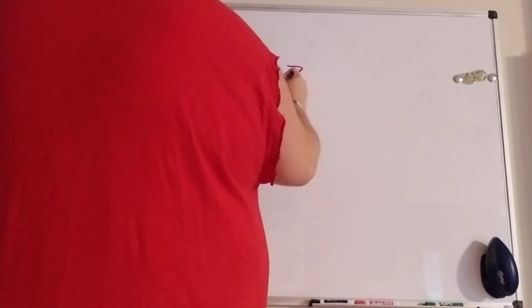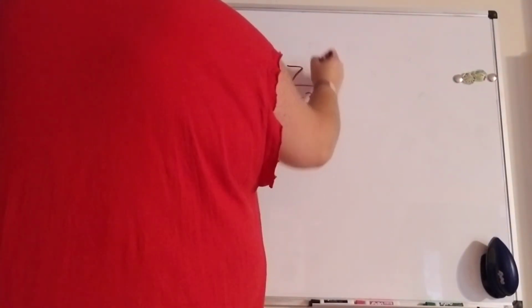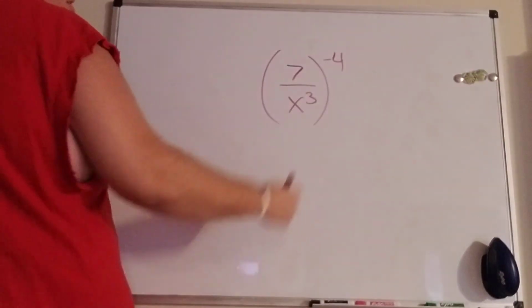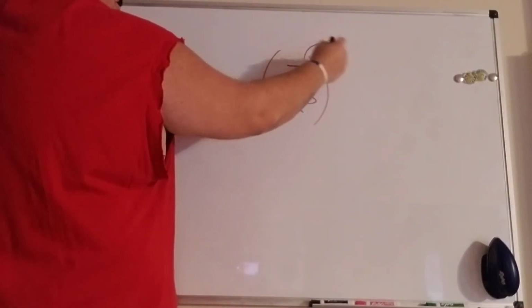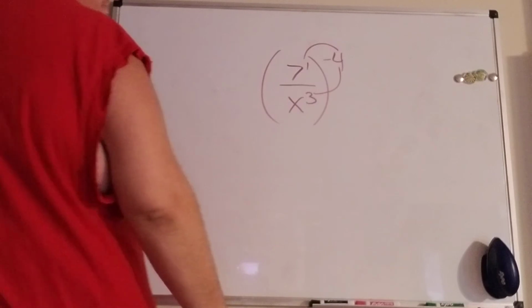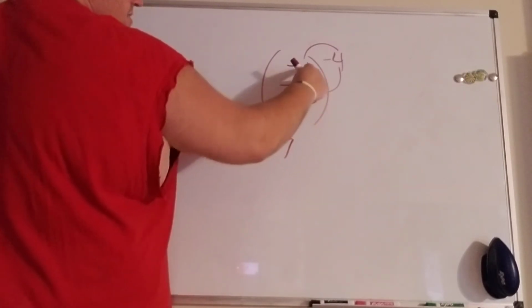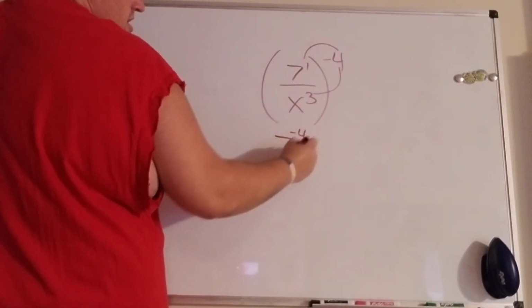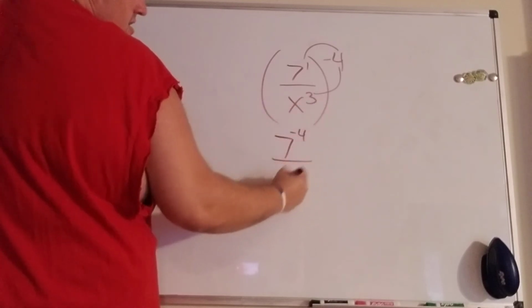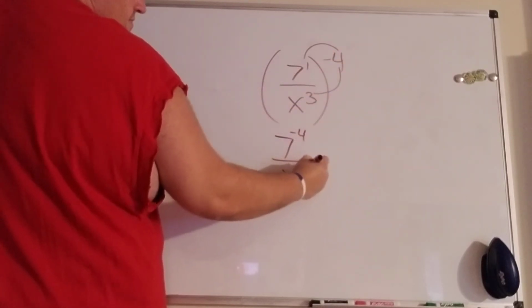18. I see parentheses, that makes me think power to a power. So let's see what we got going on in 18. It looks like it's all to the negative 4th. So the very first thing we'll do is multiply that exponent through, like distributive property, right? So 7, 1 times negative 4 is negative 4. X, 3 times negative 4 is negative 12.